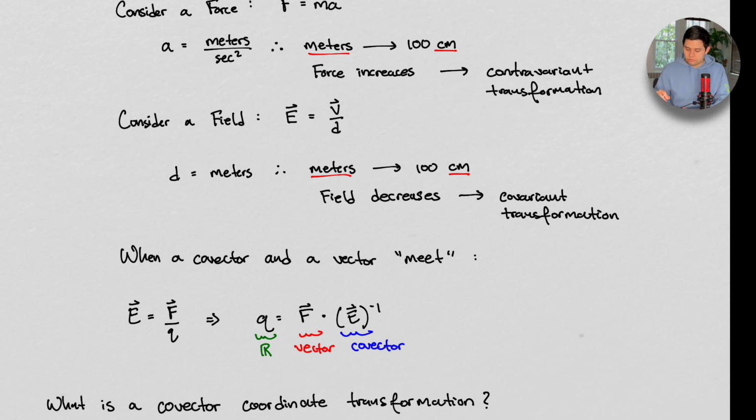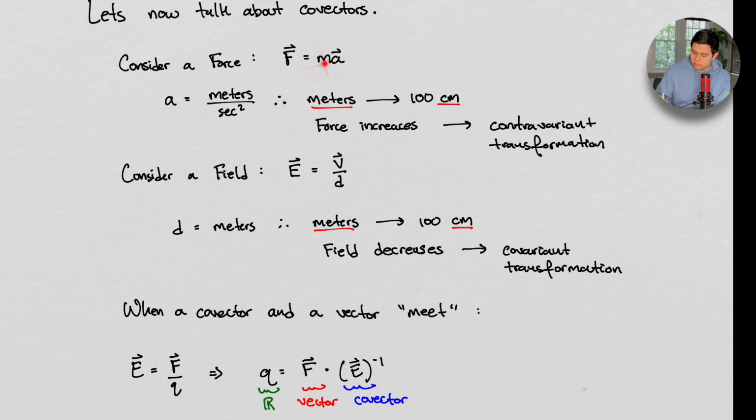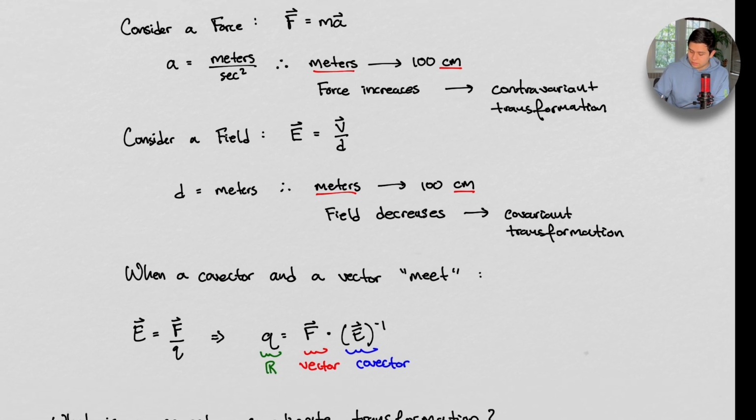So the electric field and the force are two fundamentally different types of objects. They transform in two fundamentally different ways. One transforms with the basis, that's covariant, that's the field. The other one transforms against the basis, that's contravariant, that is against the field, right?